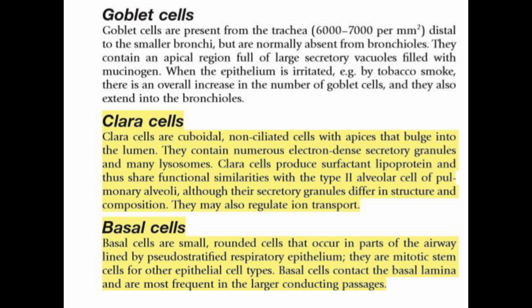The goblet cells. Okay, question. Explain the ciliated columnar cells, the rate at which they beat, the pathology that is associated with it, and how many cilia are present on the apical surface.